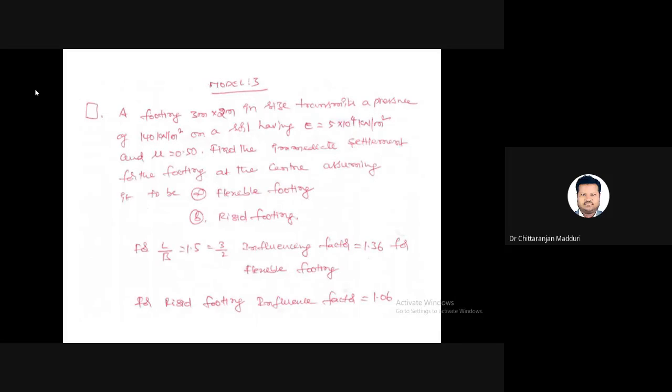So model 3. This problem is frequently asked in the JNTU examination. A footing 3 meters by 2 meters in size transmits a pressure of 140 kilonewtons per meter square on a soil having E equal to 5 into 10 power 4 kilonewtons per meter square and Poisson's ratio equal to 0.50. Find the immediate settlement for the footing at the center, assuming it to be A, flexible footing, B, rigid footing. For L by B ratio equal to 1.5, the influencing factor is 1.36 for flexible footing. For rigid footing, the influencing factor is equal to 1.06.